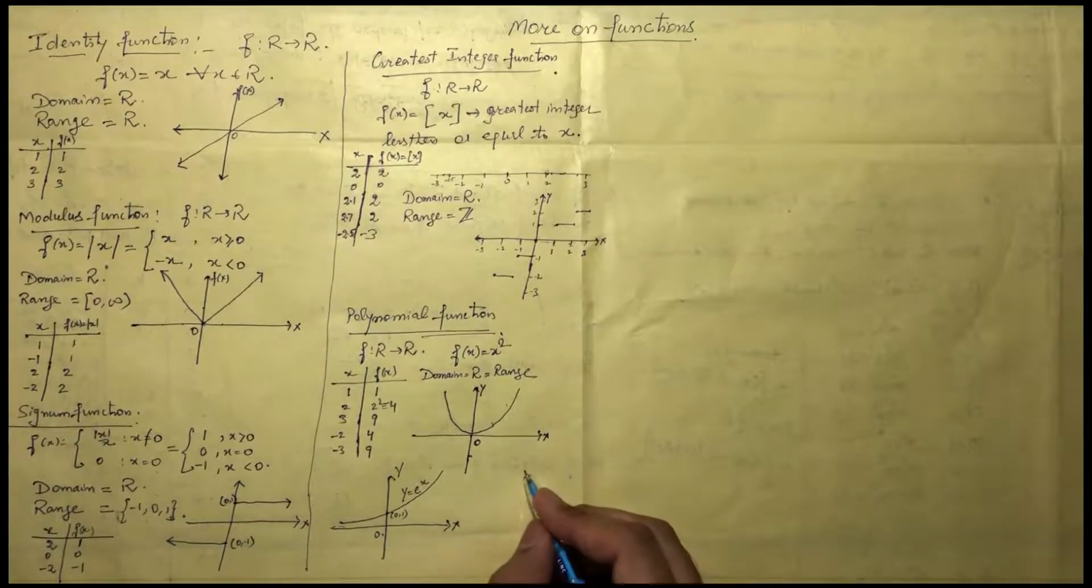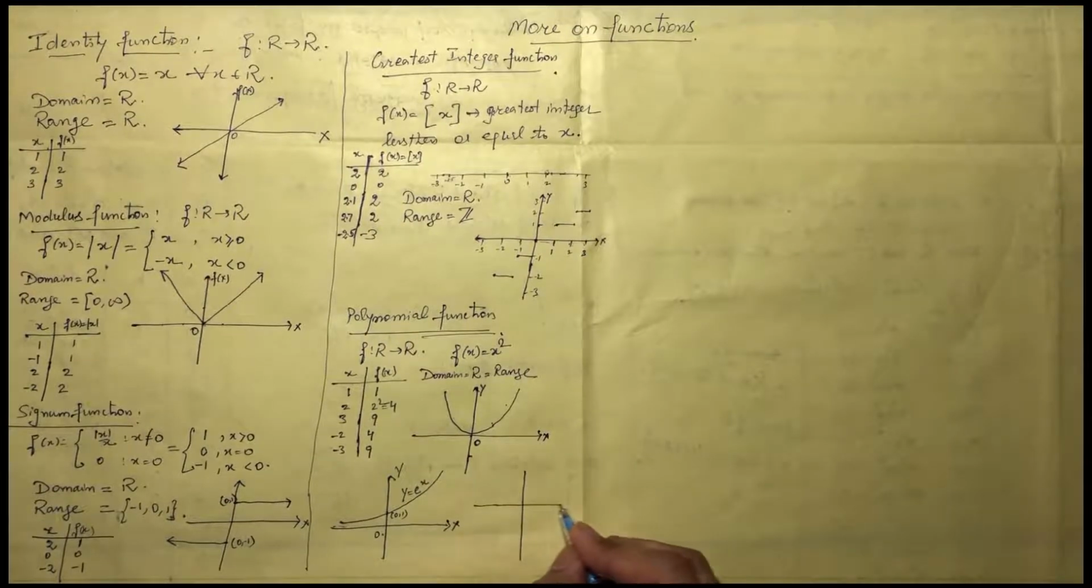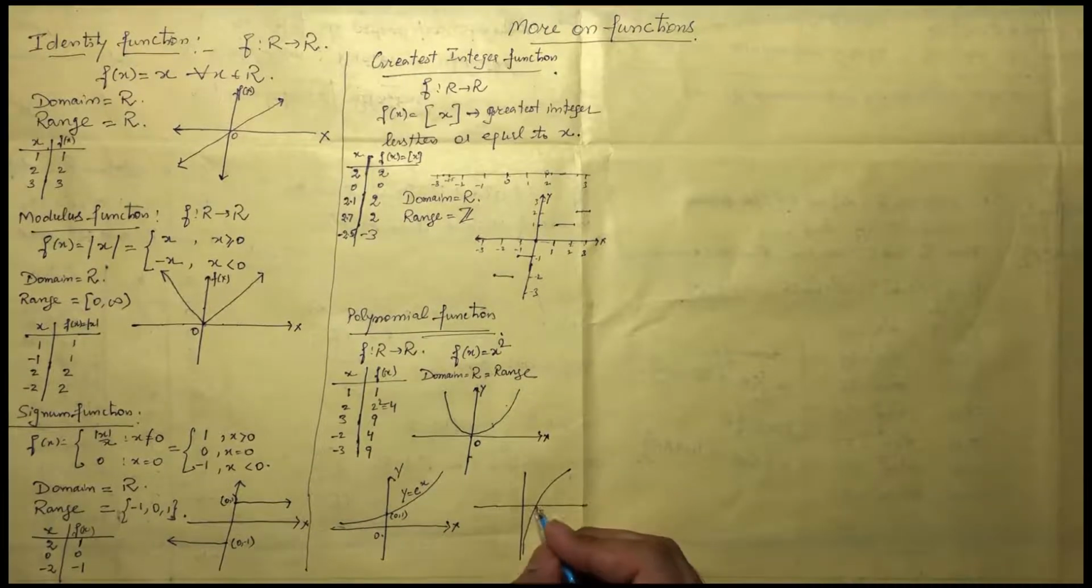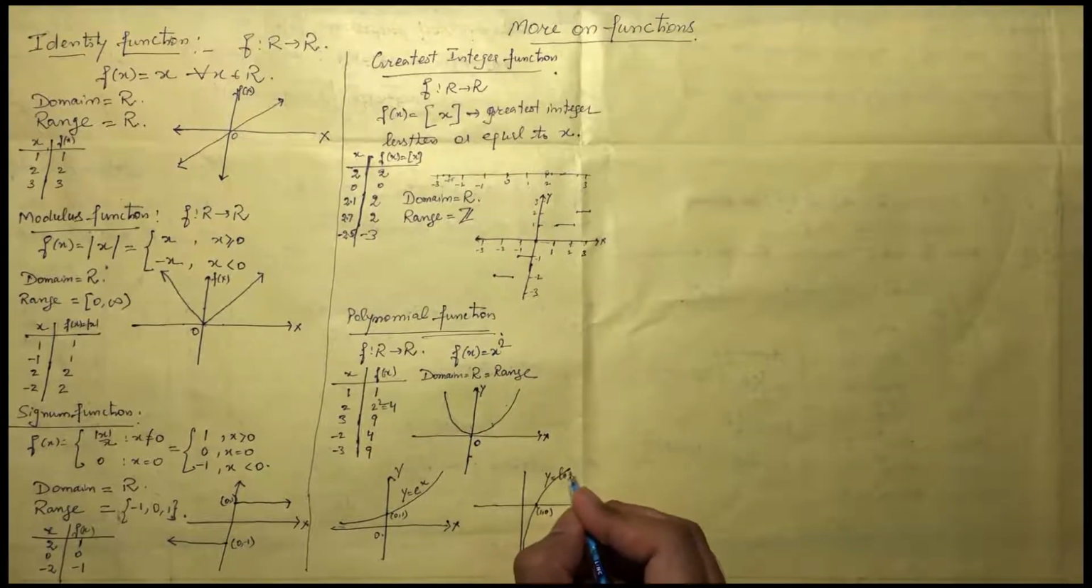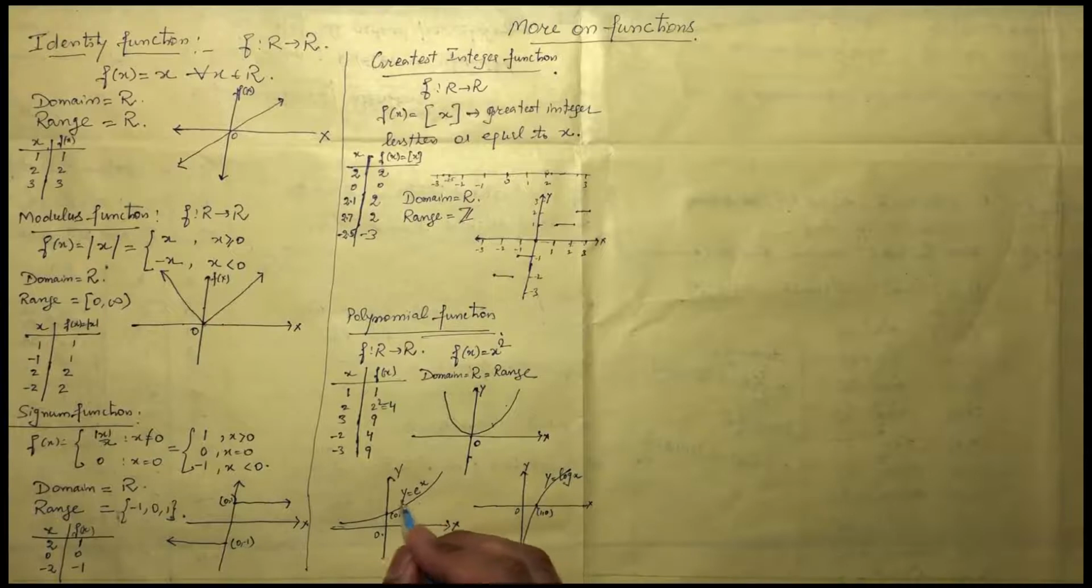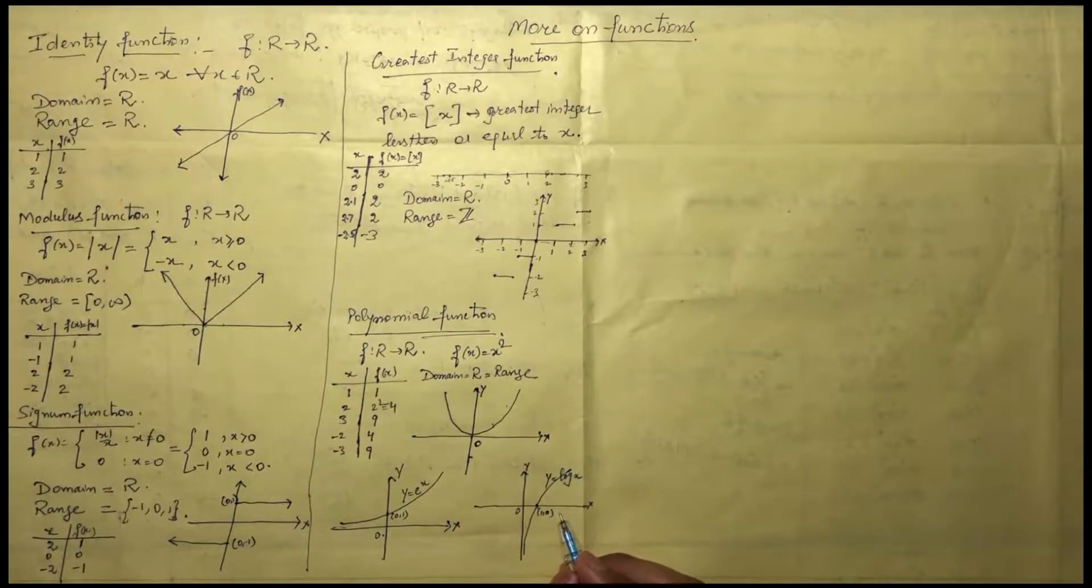And for logarithmic functions, the plot will look like this, and this point is (1, 0). Y is equal to log x. This is x, this is y. This is y equal to e power x, and this is for y equal to log x.